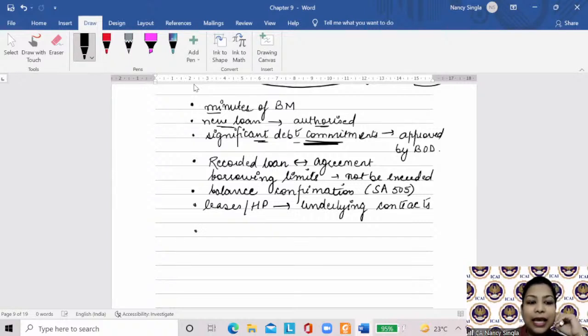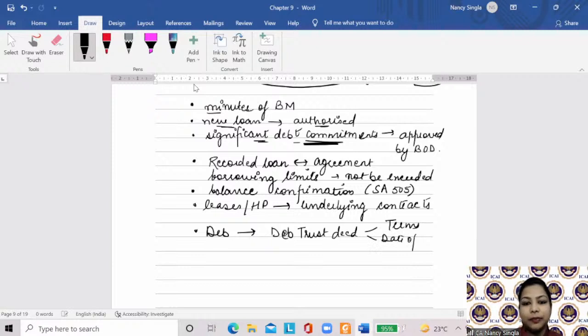Okay? And then in case debentures are issued, quickly tell me the first document that the auditor will be verifying. The debenture, I need your answers. Yes, so the debenture trust deed. Okay? And again, whether the terms, the date of redemption, are there any borrowing restrictions which have been mentioned in the trust deed.